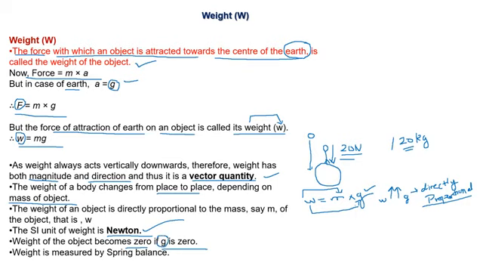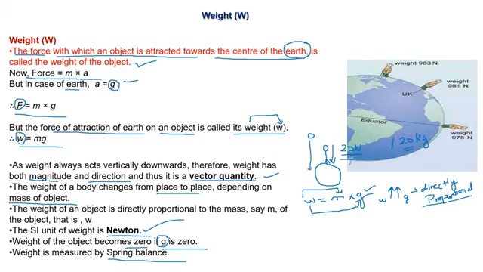If you go to the universe, crossing the atmosphere of Earth, and you are there in the universe, the acceleration due to gravity will definitely be 0. So the weight over there is 0. Now weight is measured by a spring balance.